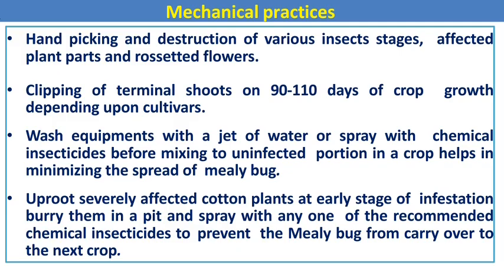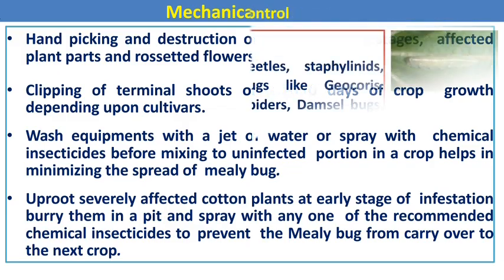Then here, wash the equipment with a jet of water or spray with chemical insecticides before moving from the infected portion into the crop; this helps in minimizing the spread of the mealybug. Then uproot severely affected cotton plants at an early stage of the infestation, bury them in peat and spray with any one of the recommended chemical pesticides to prevent the mealybug from carrying over to the next crop.